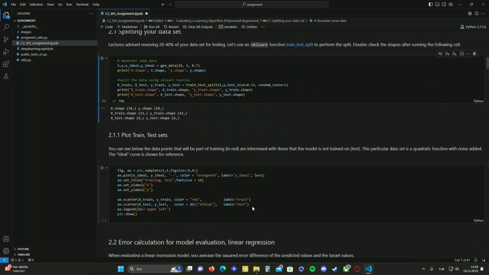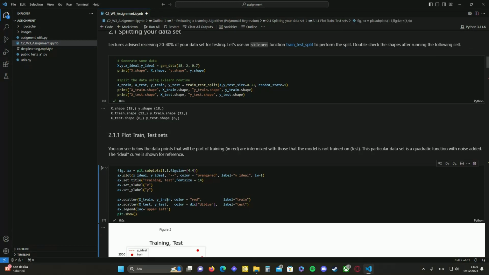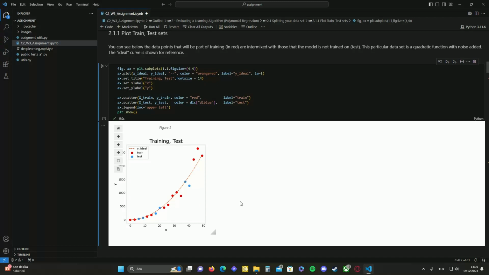Plot train and test sets. You can see below the data points that will be part of training in red are intermixed with those that the model is not trained on, the test data. This particular data set is a quadratic function with noise added. The ideal curve is shown for reference. Let's run it. Here's our test data in blue and train data in red.